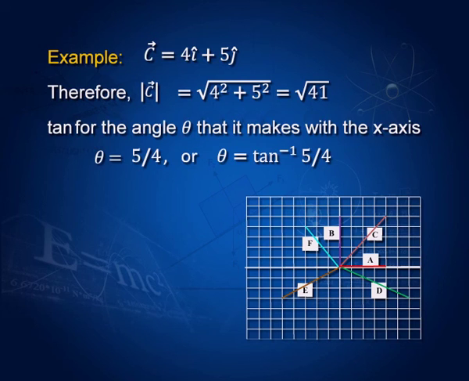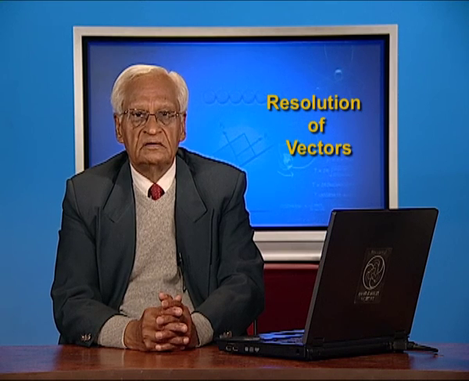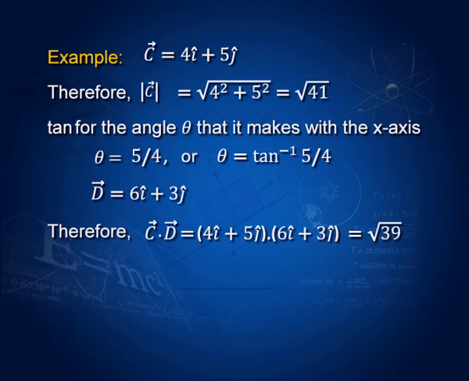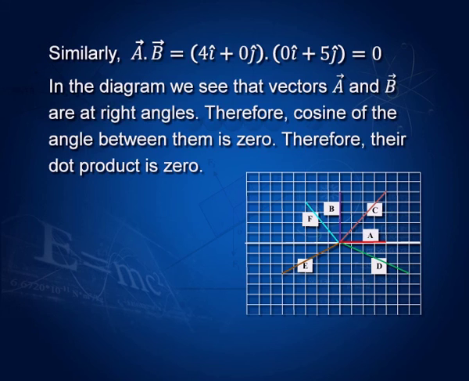Take another example, vector d in the same diagram, and this d is 6 i cap plus 3 j cap. You can have the product c vector dot d vector and use the rules that I have stated earlier, and you will see that it is the square root of 39. Similarly, you can take a dot b in this diagram. This is for your exercise, and you can see that a dot b is equal to 0.